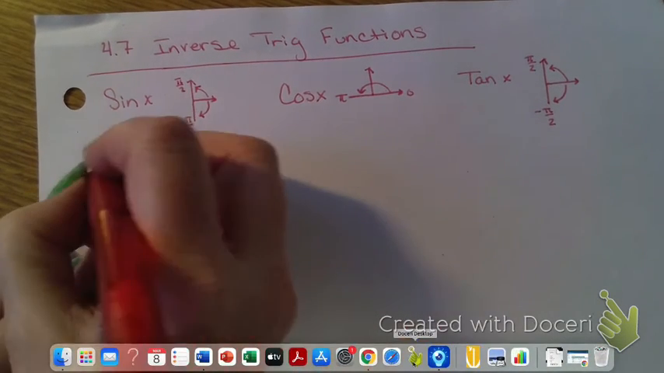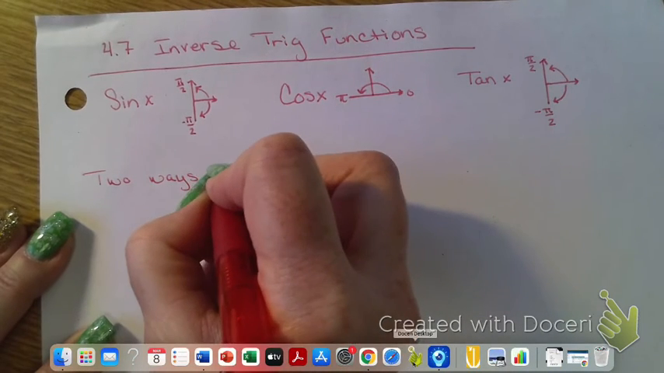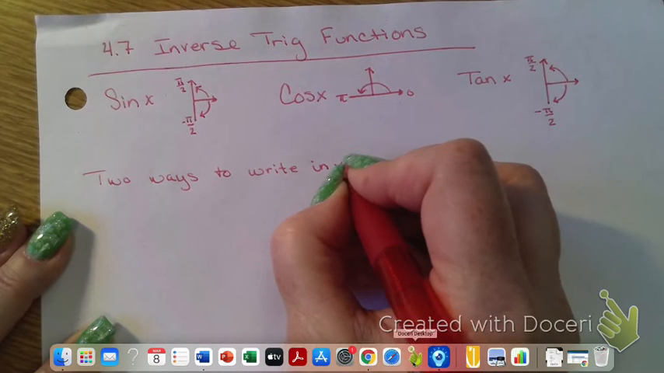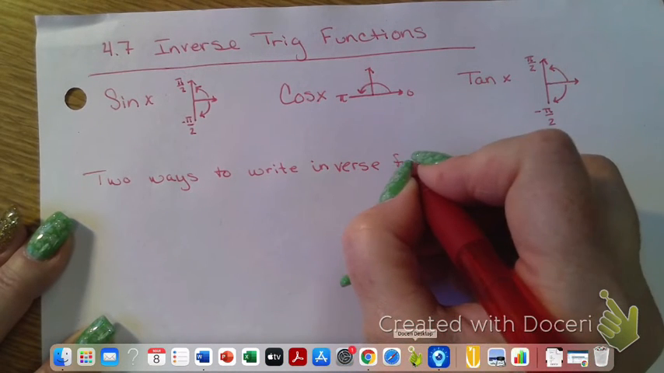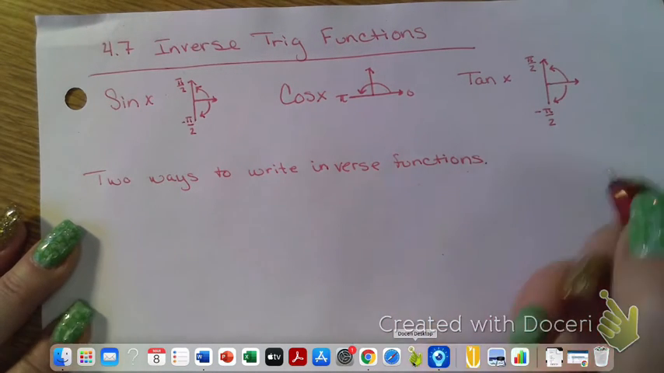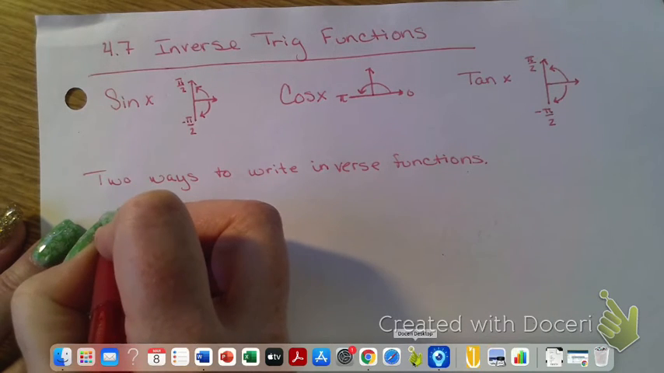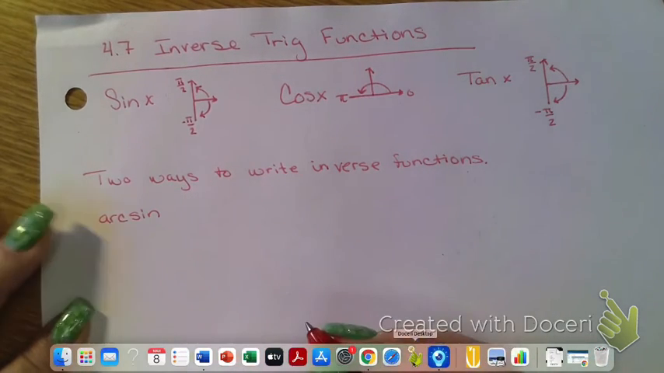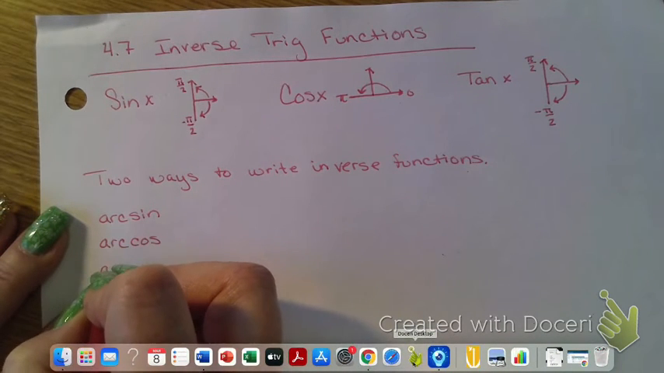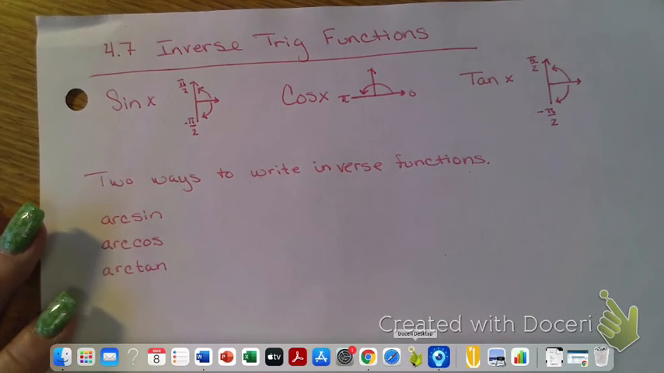So there are two ways to write inverses. Inverse functions. The first is arcsine, arccosine, arctangent. There would be arcsecant, arccosecant, but I don't know why you would use those.